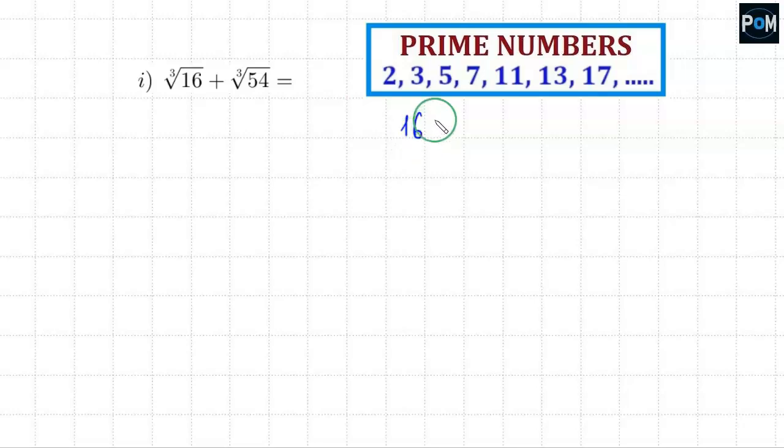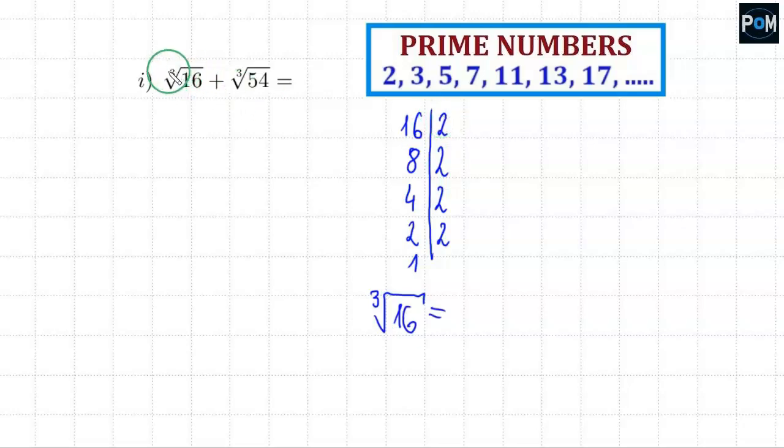The first number is 16. 16 divided by 2 is 8. 8 divided by 2 is 4. 4 divided by 2 is 2. And 2 divided by 2 is 1, which means the cube root of 16.